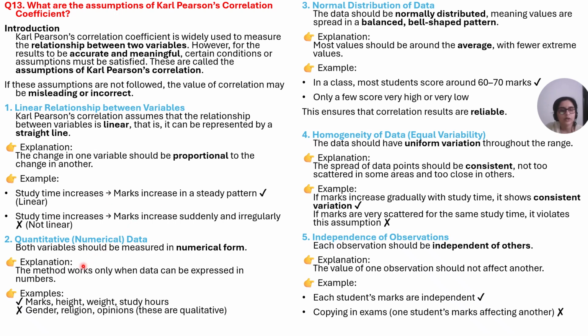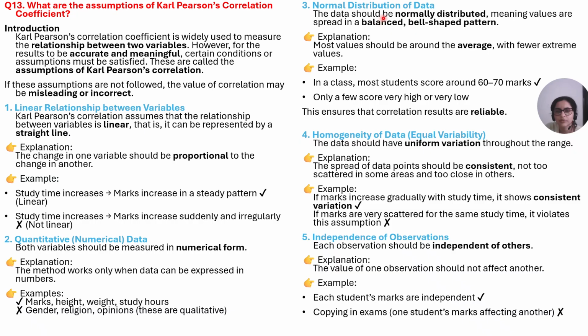Then, quantitative numerical data. Both variables should be measured in numerical form only. This method works only when the data is expressed in numbers. Example: marks, height, weight, study hours, all these can be expressed in numbers. Gender, religion, opinions, these are invalid.